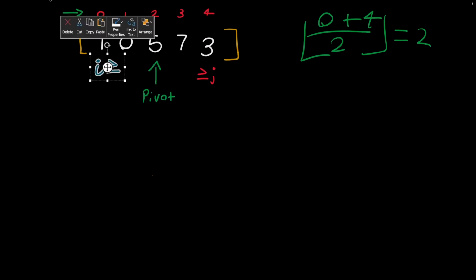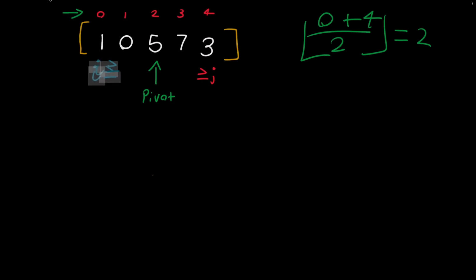So let's go ahead and ask i this question. Is 1 greater than or equal to 5? No. So we're going to move forward. Is 0 greater than or equal to 5? No. We're going to move forward. Is 5 greater than or equal to 5? Yes. So we're going to stay there.